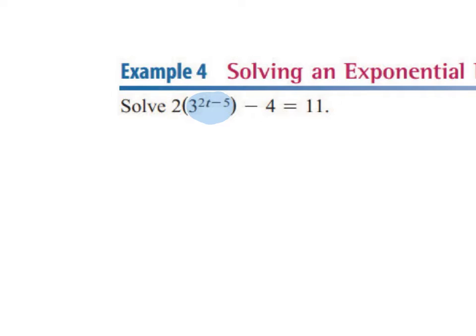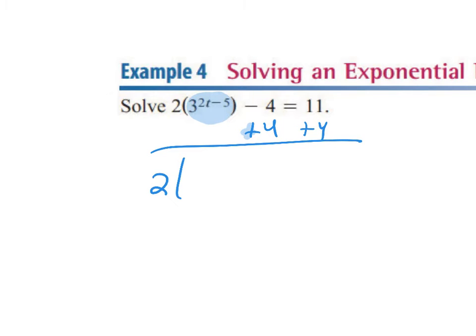Exponential. So I know at some point during my problem solving, I'm going to have to do what? Not multiply. I'm sorry. It's okay. You're going to take the log. Good. So let's isolate 3 to the 2x minus 5. What do I do first? Add 4 to both sides. We're going to add 4 to both sides.